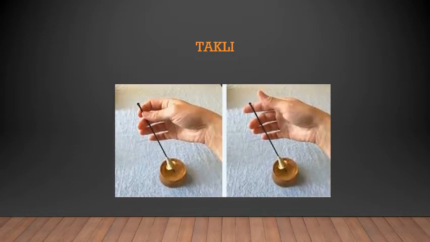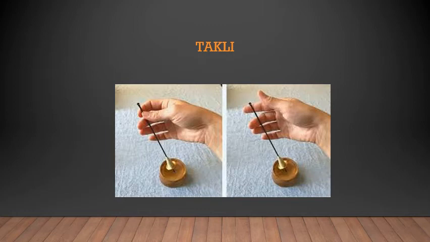The simple device used for spinning is the hand spindle, also called takli. As you can see in the picture, it is used for spinning. When you spin it by hand, there are more chances that it might break. If you are using a takli, the spun yarn does not break. That is why we use the device called takli.